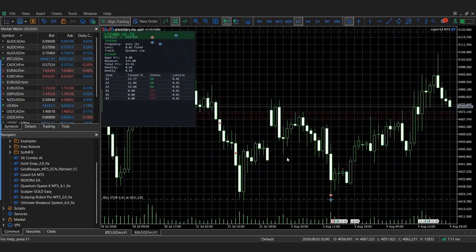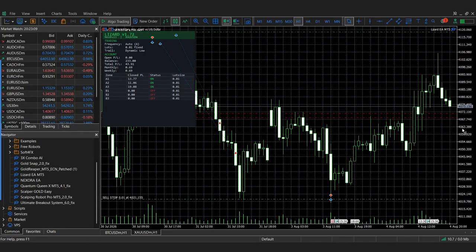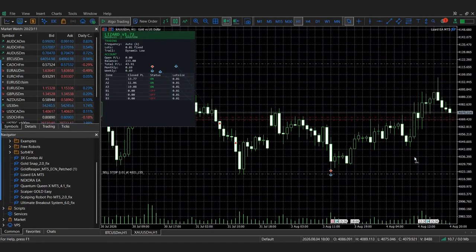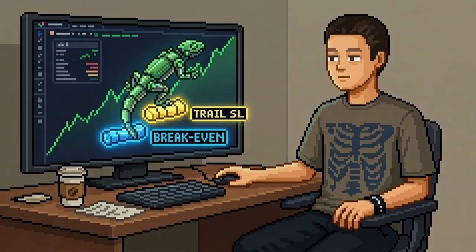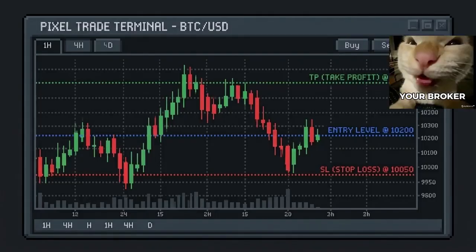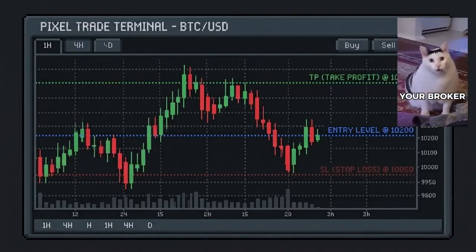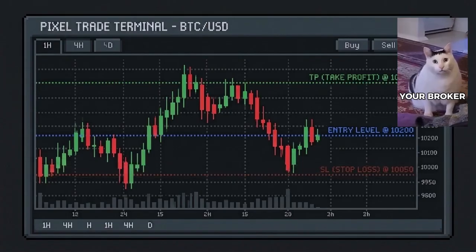Every trade includes a predefined stop loss and take profit, with a multi-layer exit system that manages positions automatically around the clock. That multi-layer exit includes break-even moves, trailing stop loss, trailing take profit, something called magic trail, which sounds like marketing but is apparently a dynamic profit-locking mechanism. Virtual stop loss hidden from the broker. Sounds sophisticated, and it is, when it works.